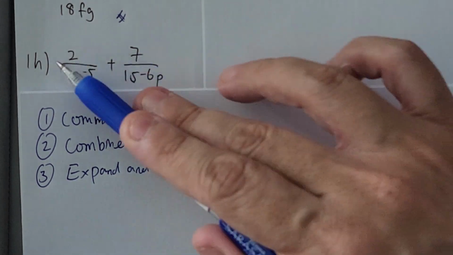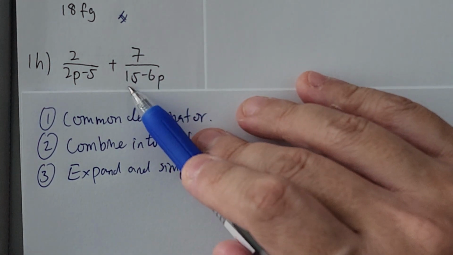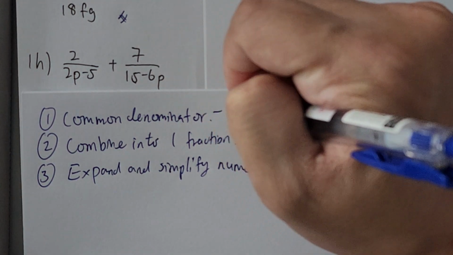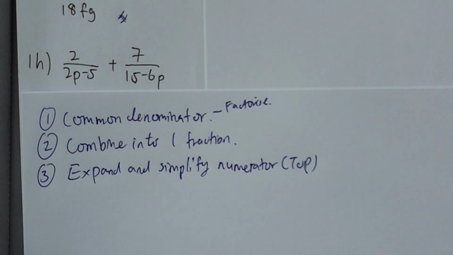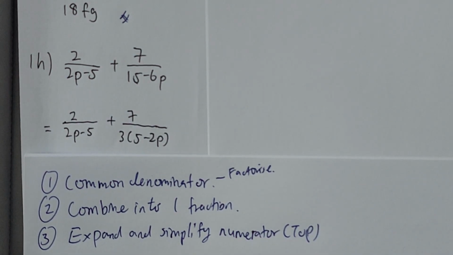Now if I look at the denominators, I realize that for the second denominator, 15 minus 6p, there's something I can do about it. I may need to factorize. So I put it here. It's part of making it a common denominator. So I may need to factorize. So this is what I do.